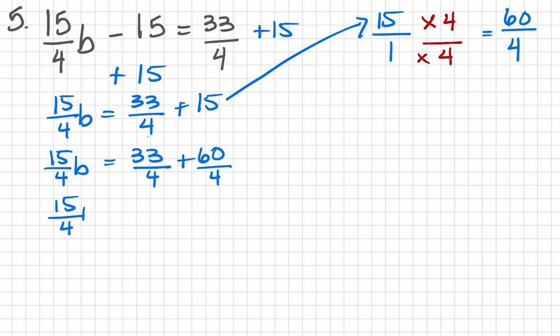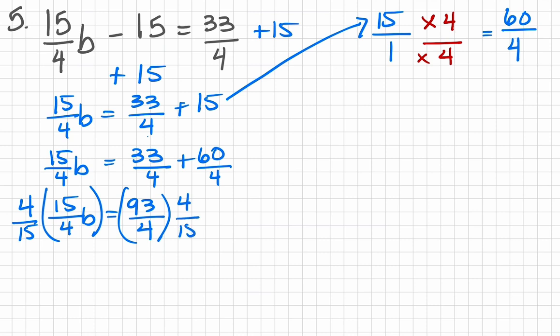Simplifying some more, that's 93 over 4. Now, to isolate the variable, I'm going to multiply this side by the inverse of 15 over 4, which is 4 over 15. So I'm going to do that here on the right side as well, 4 over 15. That cancels out. B is isolated. Now, I'm going to do the math here. Simplifying the math, I'm going to break it down as far as I can. That can be canceled out.